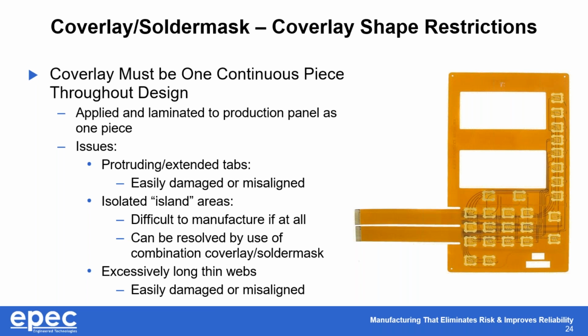And then the last thing we normally see is excessively long and thin webs. It's similar to the extended tabs. These can rip away from the body of the Coverlay and end up laying across copper, going somewhere else on the board where we don't want it, things of that nature. So we generally like to avoid the excessively long and thin webs whenever possible.